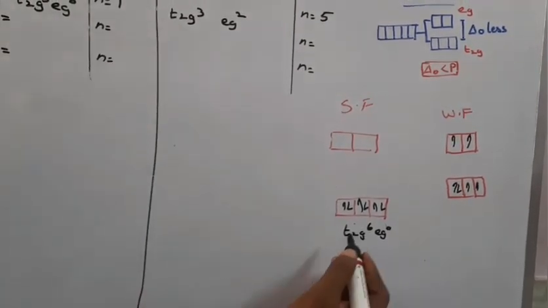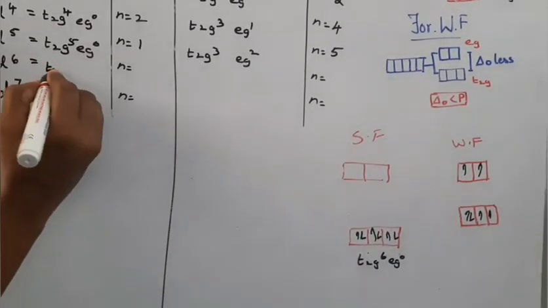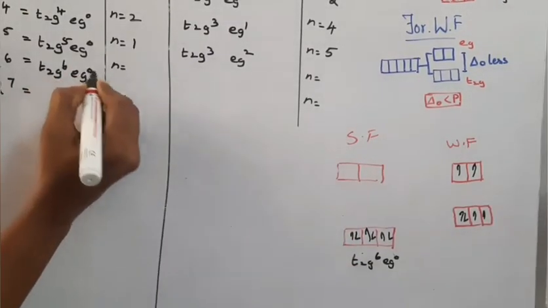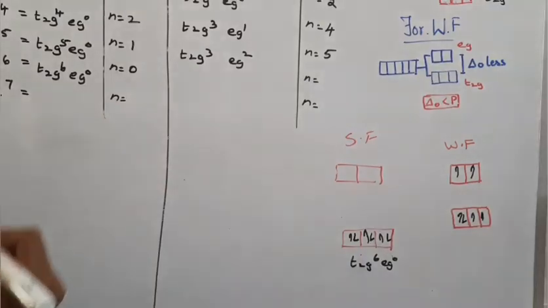So how many electrons? First how will you write for this? T2G 6 and EG 0. How many unpaired electrons? No unpaired electron present. Okay.